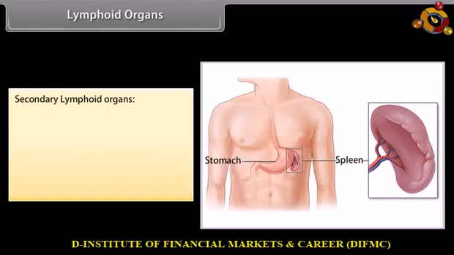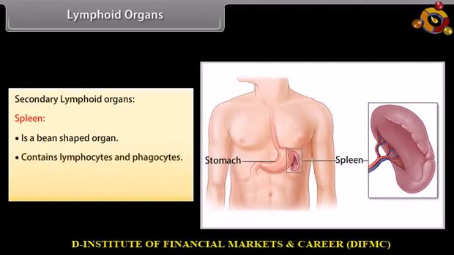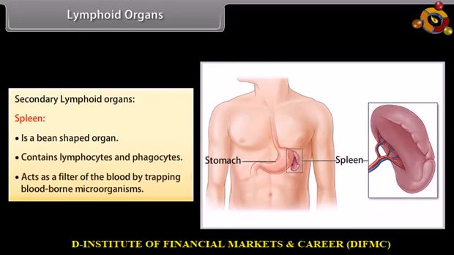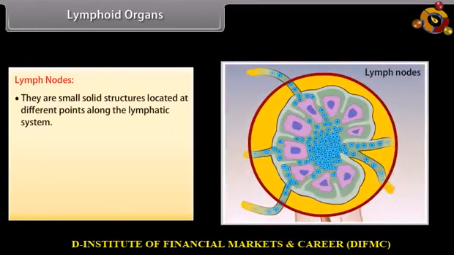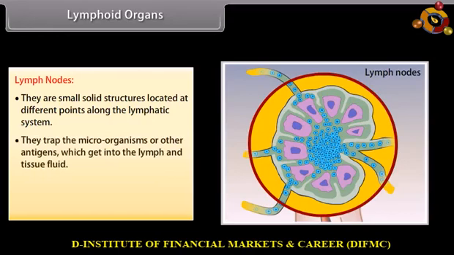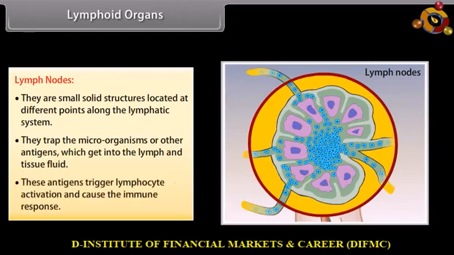Secondary lymphoid organs. Spleen is a bean-shaped organ that contains lymphocytes and phagocytes and acts as a filter of the blood by trapping blood-borne microorganisms. Lymph nodes are small solid structures located at different points along the lymphatic system. They trap the microorganisms or other antigens which get into the lymph and tissue fluid. These antigens trigger lymphocyte activation and cause the immune response.